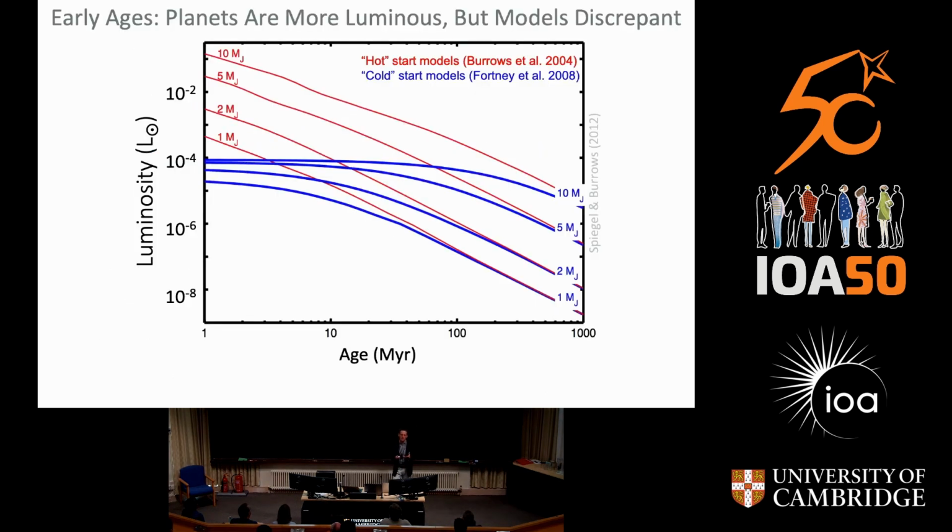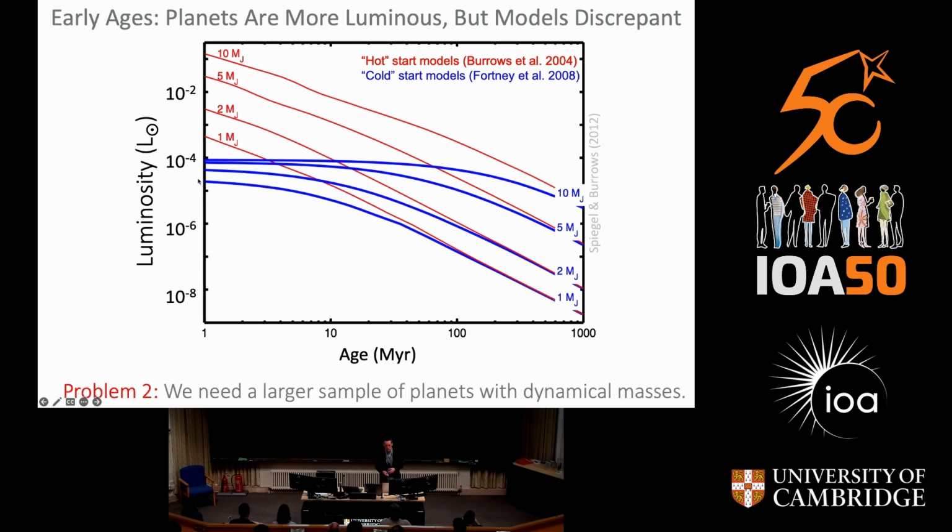We typically tend to observe young stars because the planets are brighter, and that makes our task a lot easier. So this is a plot showing the luminosity evolution versus time for a 1, 2, 5, and 10 Jupiter mass object. And you can see, I think, that at older solar system type ages, these theoretical models agree very well, but at the younger ages, these are quite divergent. They're quite discrepant. And so a second problem is that if we really want to constrain these models and move the field forward, we really need a larger sample of planets to fill this diagram, and importantly, they need dynamical masses.